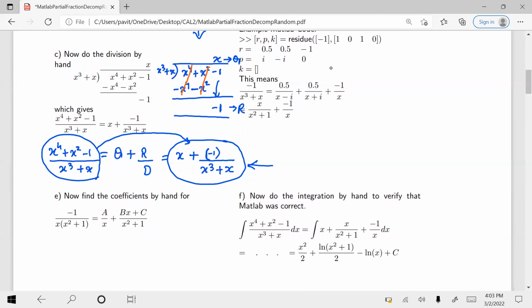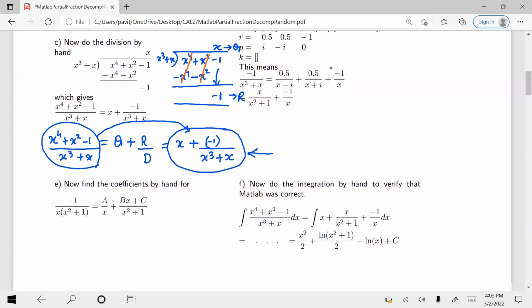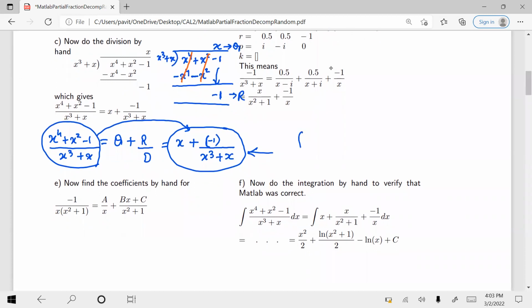You can try applying u substitution if you want to. Okay, now let's try to integrate this fraction. If you try to integrate it, you can always separate, right? This will be -1 by x cubed plus x into dx. Now, this one is not a problem. I can just directly integrate that.